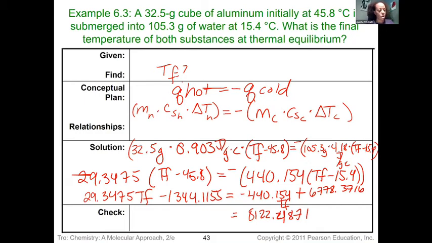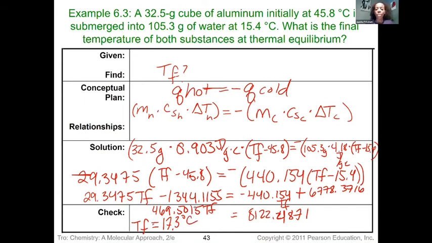So 440.154 plus 29.3475. And that gets us 469.5015 TF. The last step to solve for TF, we would divide both sides by that 469. So 8122.4871 divided by 469.5015. And that ends up getting us a value of 17.3 degrees Celsius as our final temperature.